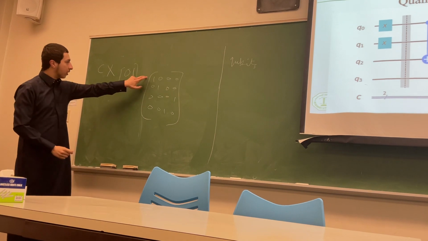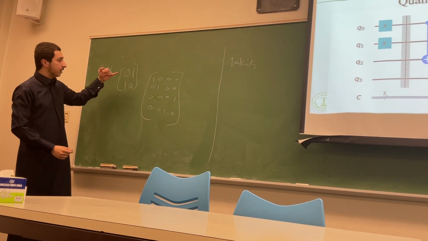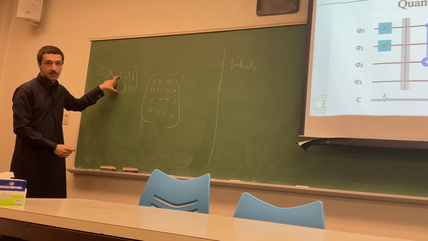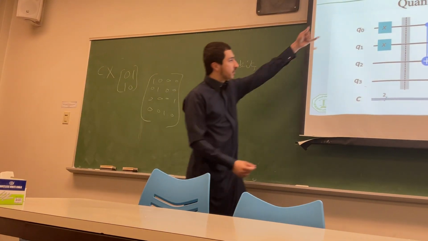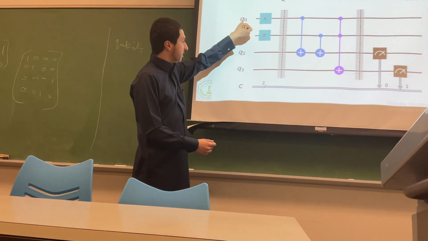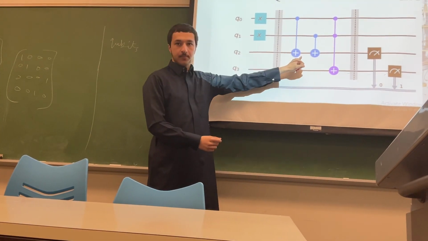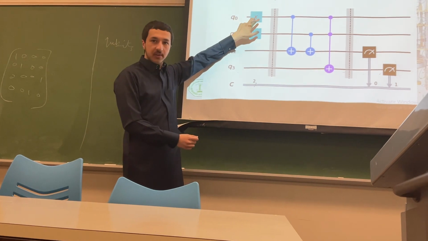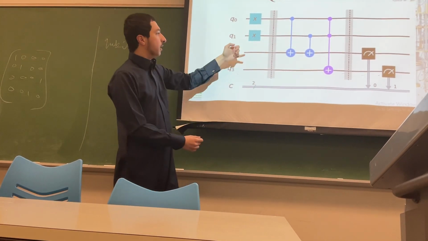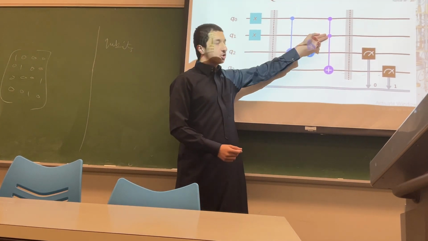So if the input is 0, it would stay as it is. For example, if this qubit is 0, Q2 would not be changed here. If Q0 is 1, this would flip. And so we know the state of this without measuring it directly. And then we do the same here. This is a controlled X gate.